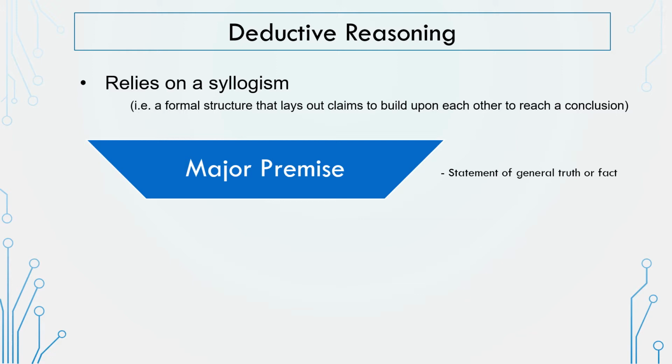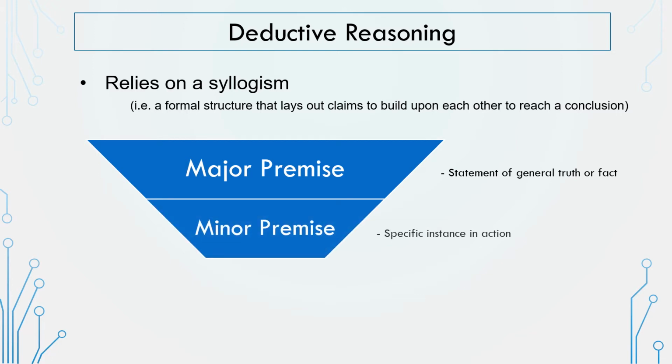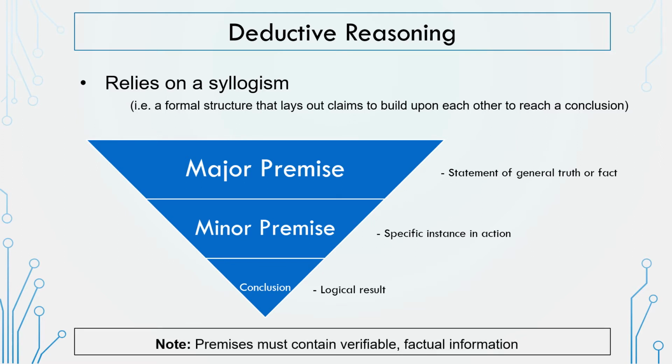The second piece of your pyramid would be your minor premise, which is a specific instance of the general truth or fact in action. In other words, this is something or some idea that directly relates to your major premise. The final piece of the pyramid would be your conclusion, which is the logical result of both your major and minor premises. It is important to note that premises must contain verifiable factual information in order for your conclusion to be certain and unavoidable. If your premises do not contain verifiable factual information, then you may have conducted faulty reasoning.